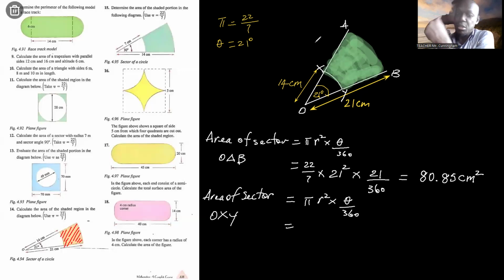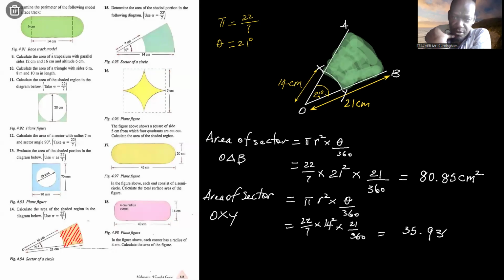Oh, if you all have 22/7 multiplied by the radius, which is 14 squared, by 21 on 360. The answer is, and I have a very good calculator, 35.93 centimeters squared. So now we just need to find the area of the shaded region.